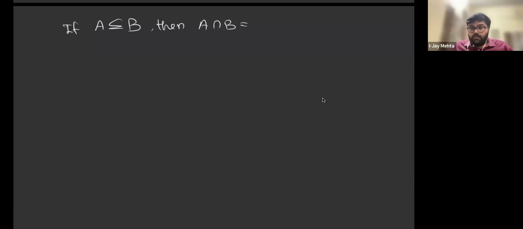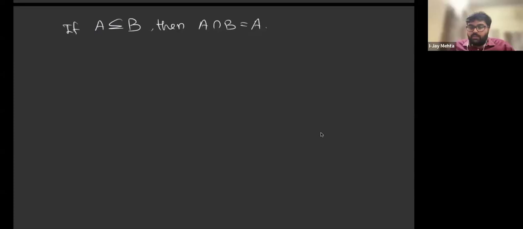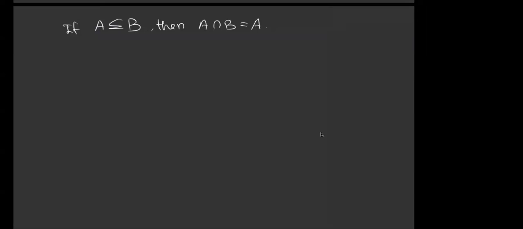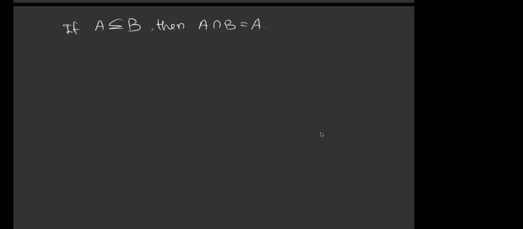Room number 4, Ramesh? A. This is A. But now we have to prove. So Ramesh, what is given and what are we proving? A subset B is given. Yes. Then we prove that A intersection B is equal to A.